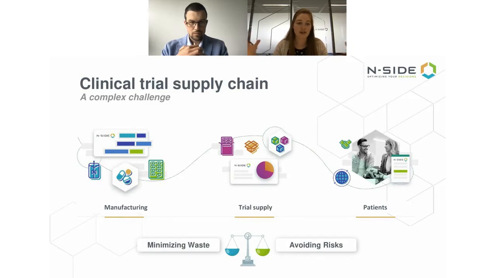So in order to find that balance, it's really important when we're planning to take into consideration all of the different aspects, from manufacturing through distribution to the patient journey in the clinical trial, because all these pieces have impacts on the decisions that you need to take, and they're all interconnected. So this is going to be the red line of our presentation. And let's take a look at what we mean by that waste that we want to minimize.